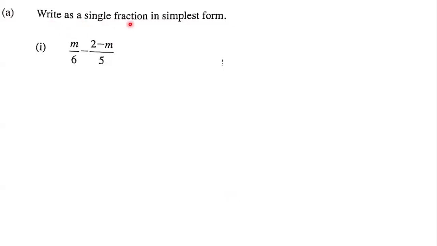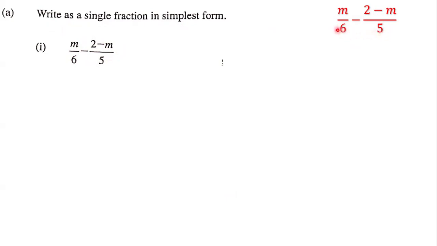Write as a single fraction in simplest form this particular expression. And so we have m over 6 minus 2 minus m all over 5. Notice that we have 6 here and we have 5 here. These denominators are not the same.